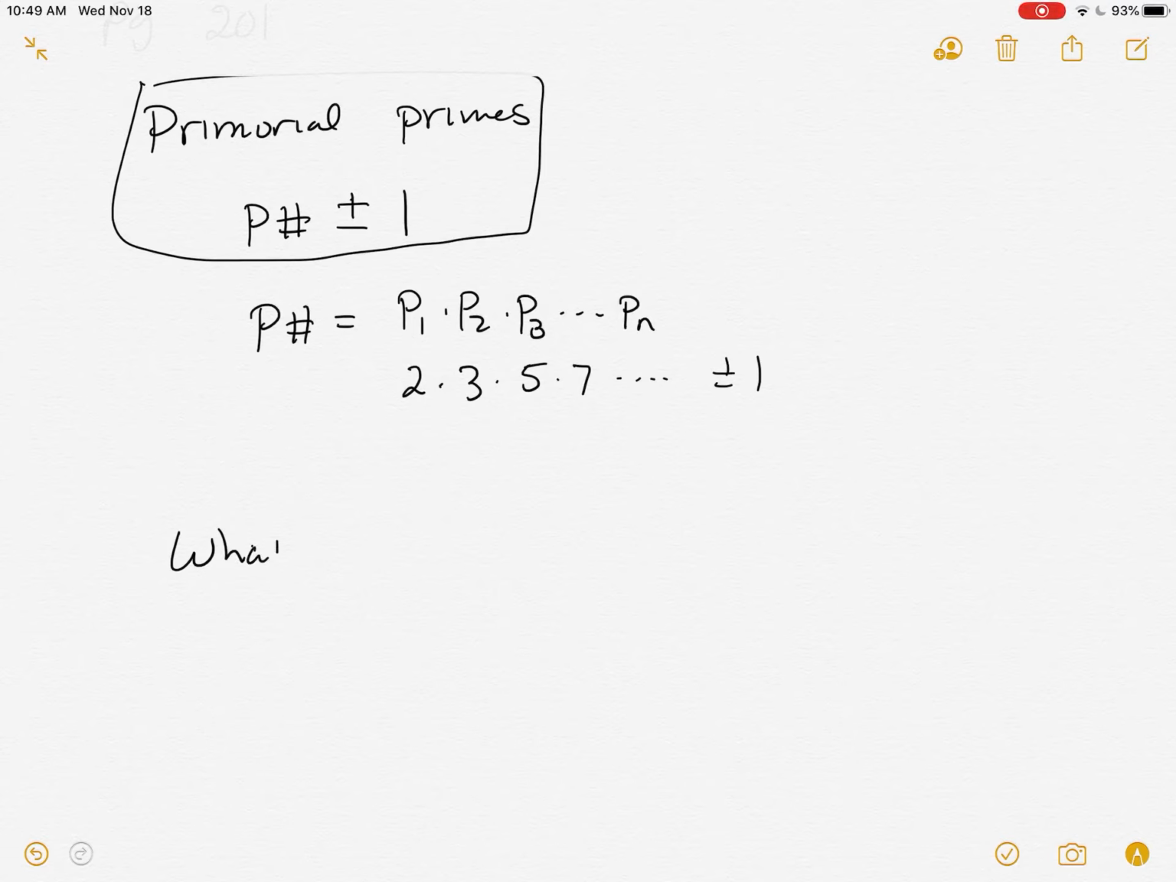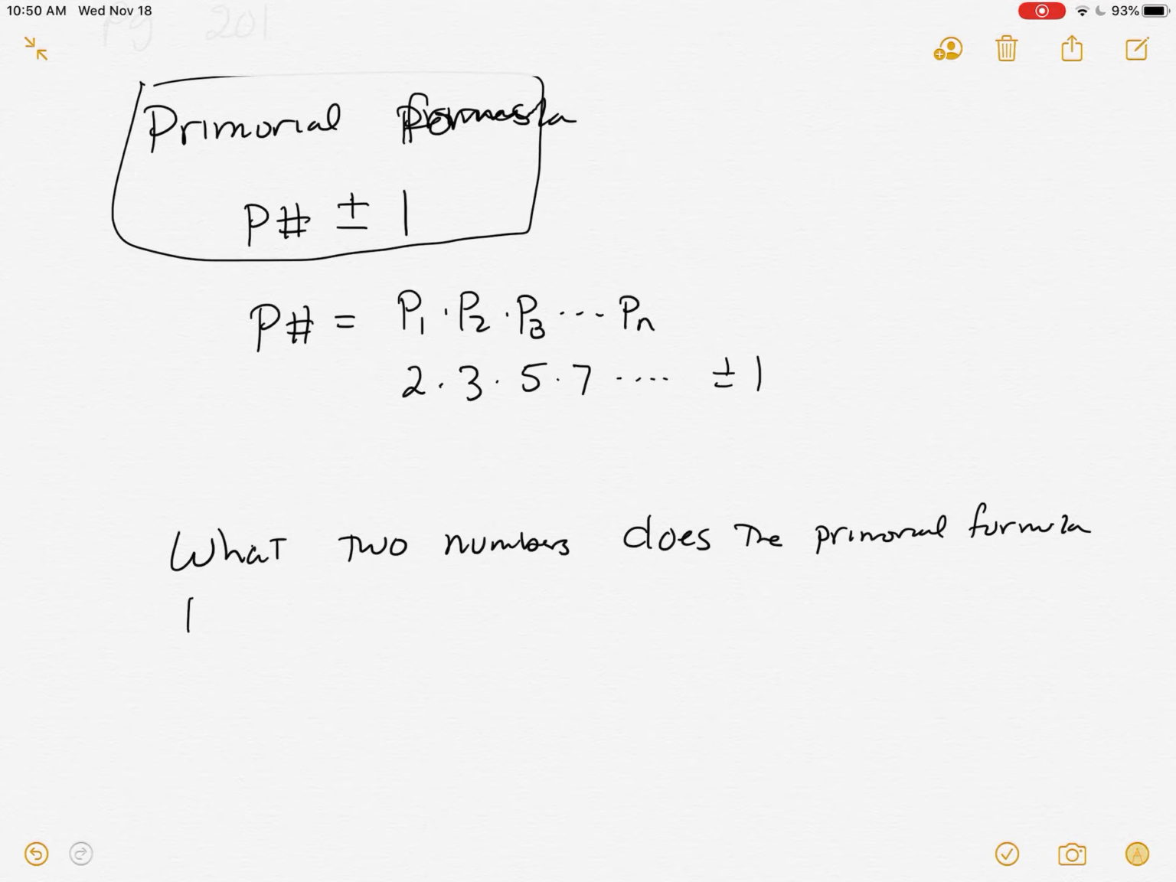Which, or what, two numbers does the primordial formula produce? So the primordial formula is the one that's boxed. Maybe I should call that formula. It doesn't necessarily generate a prime, but it often does. What two numbers does the primordial formula produce?